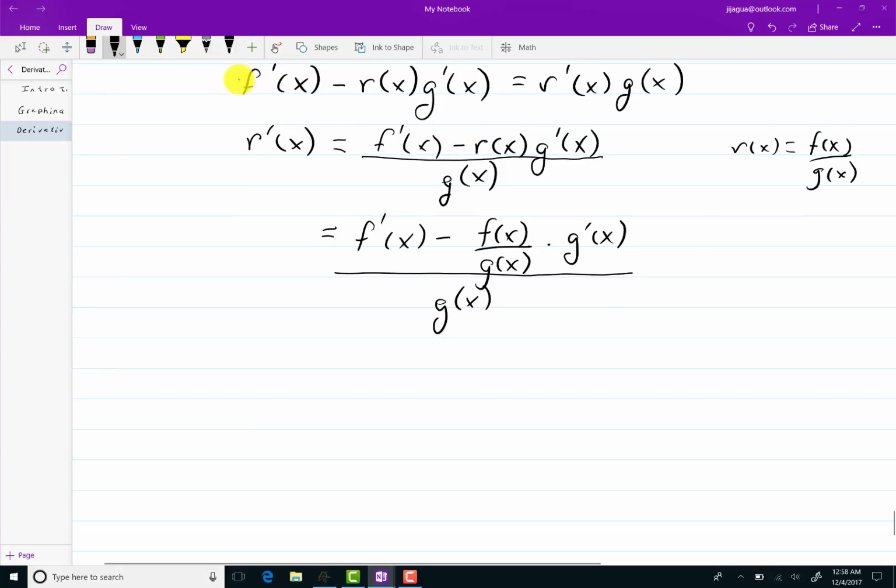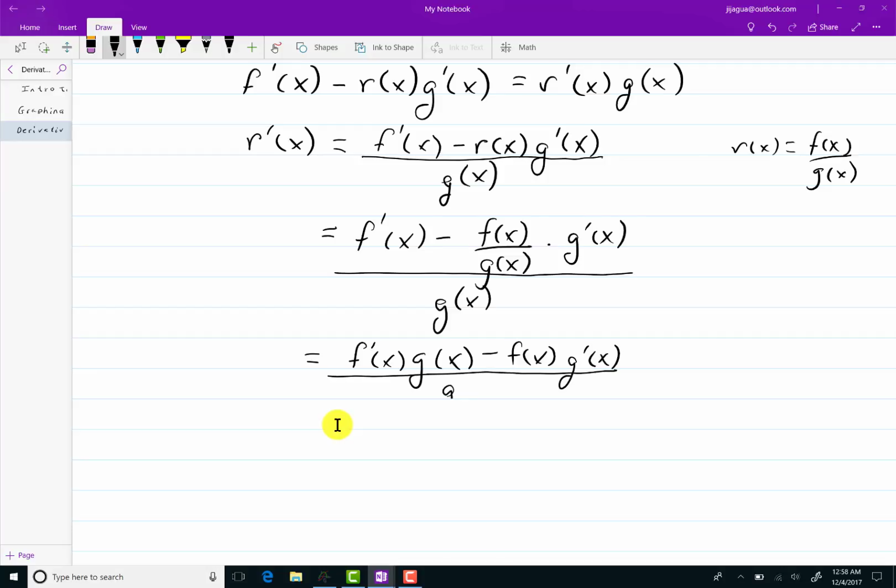Now in the numerator, I am going to get g of x as a common denominator. That means I need to write the first piece as f prime of x times g of x. And here's what I get: f prime of x times g of x minus f of x times g prime of x, and all of that is over g of x. But that whole thing is over another g of x.